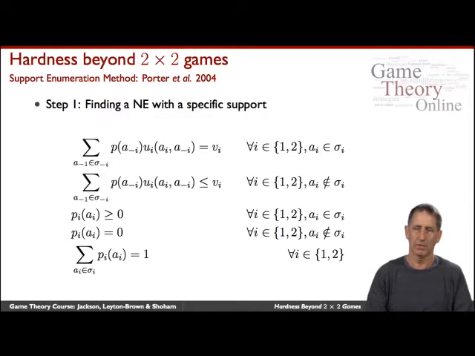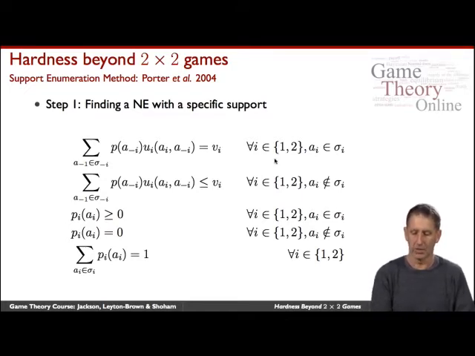The first step is to note that when you fix the support of a strategy profile, finding out whether there is a Nash equilibrium with that support is an easy problem. Remember that the support of a strategy consists of all the actions to which the player is giving non-zero probability in that mixed strategy. So let's look at this formulation.